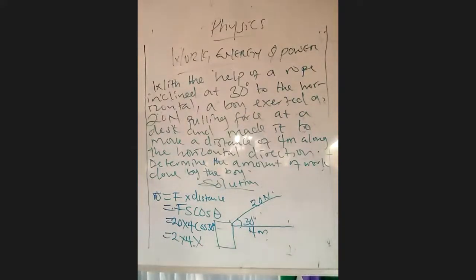What is cos 30? Okay, cos 30, now we can multiply 20 times 4 times the value of cos 30. What is the answer? It is about 12.3 joules.